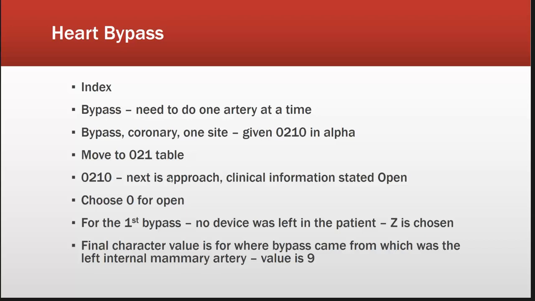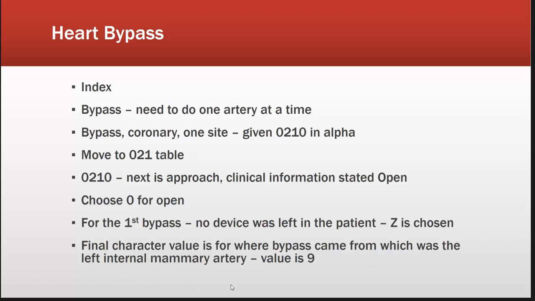Next is your character value for surgical approach. It states in your clinical statement that this was open heart surgery. You're going to choose 0. Was a device left in the patient? No. They're using the patient's own anatomy. In this particular graft, they're using their own artery. So there's no device. There's no man-made synthetic material. They're using the patient's own self to donate to themselves. Z is your character value.